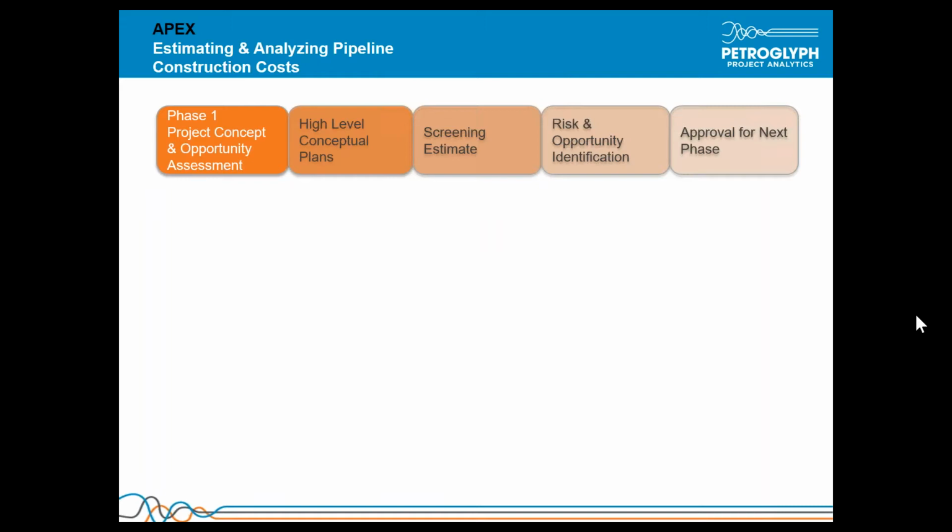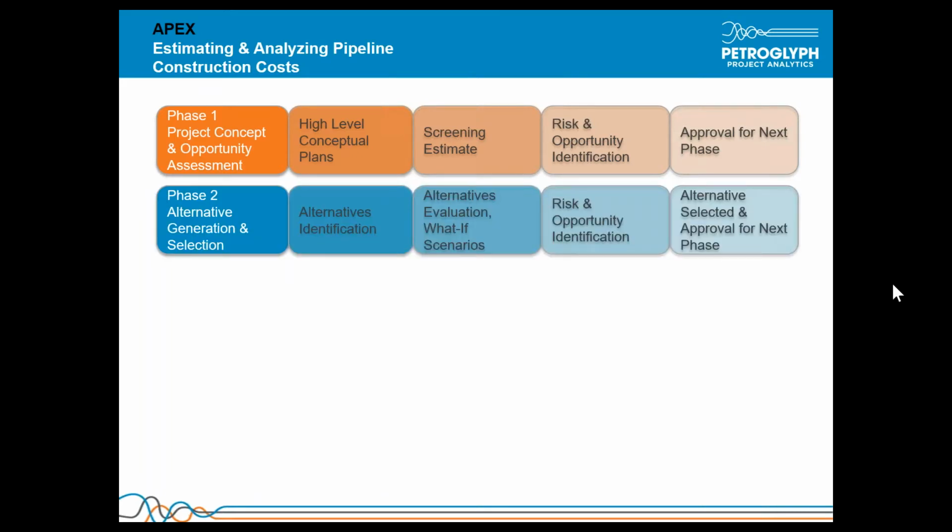This is showing the various phases of a project, initially where you have the project concept and opportunity assessment, where you are looking at the screening estimate and high-level conceptual plans and any risks and opportunities associated with that. Phase 2 is where you're looking at alternatives and selecting the preferred alternative. So you go through the alternatives identification, evaluation, what if scenarios, and again, risk and opportunity identification.